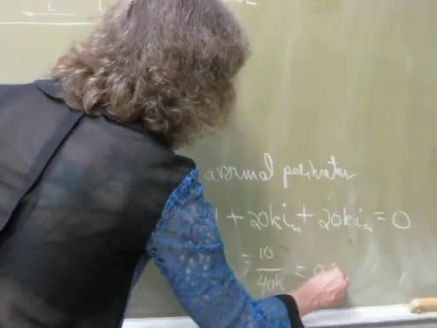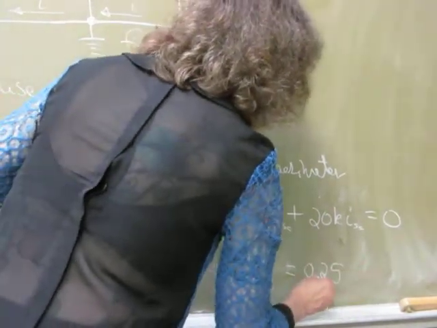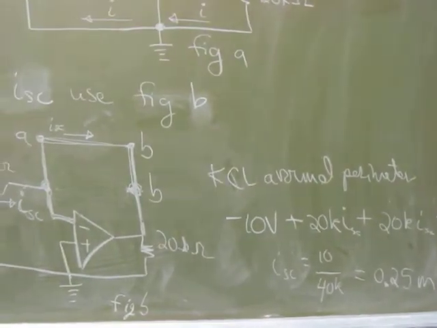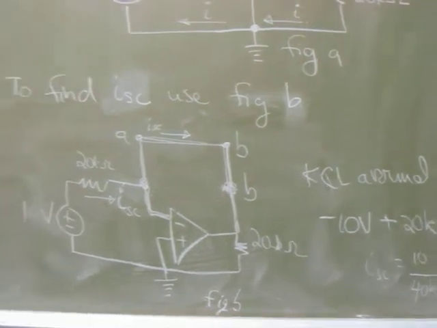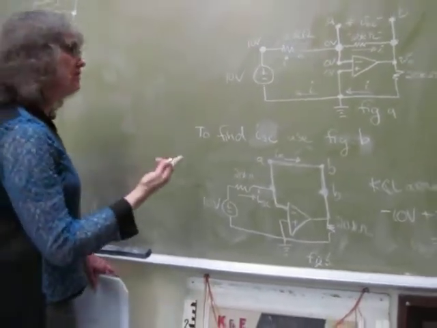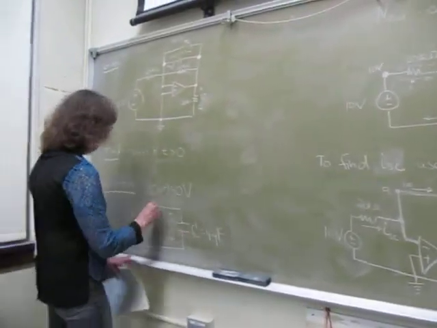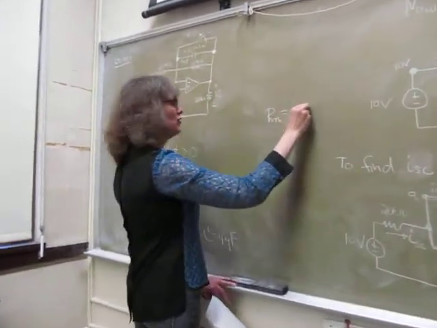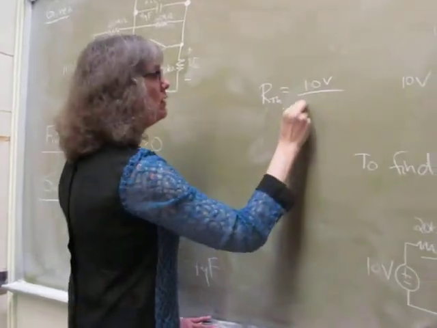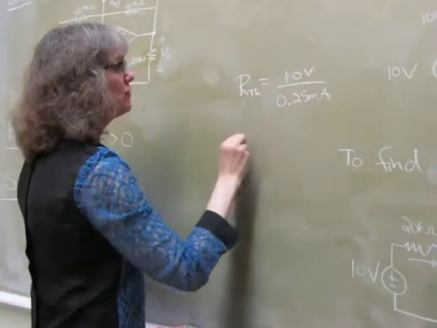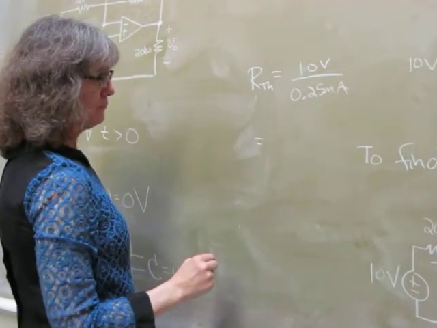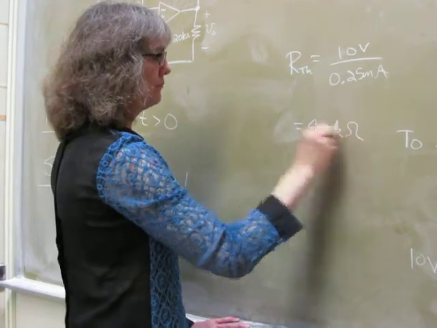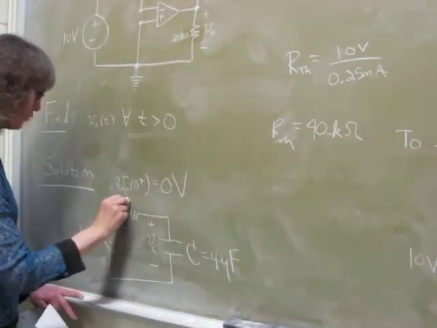So what is that? 0.25 milliamps. So there's ISC. All right, great. So now that we found ISC, we know that RTH is the VOC, which was 10 volts, over 0.25 milliamps, which gives us 40 kilo ohms. Okay, so we found RTH, 40 kilo ohms.